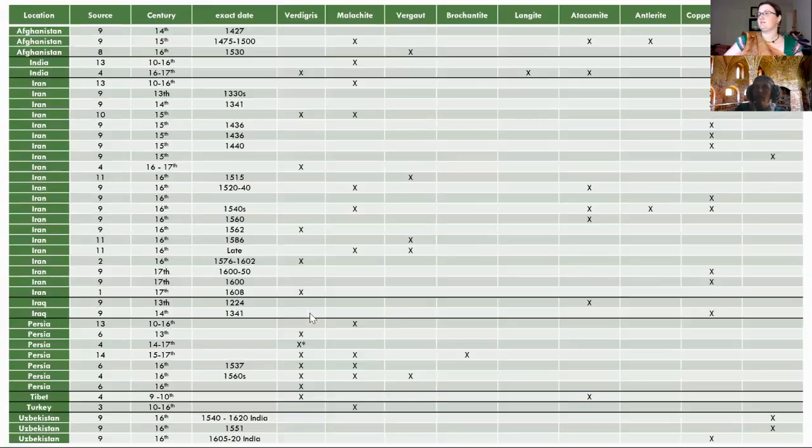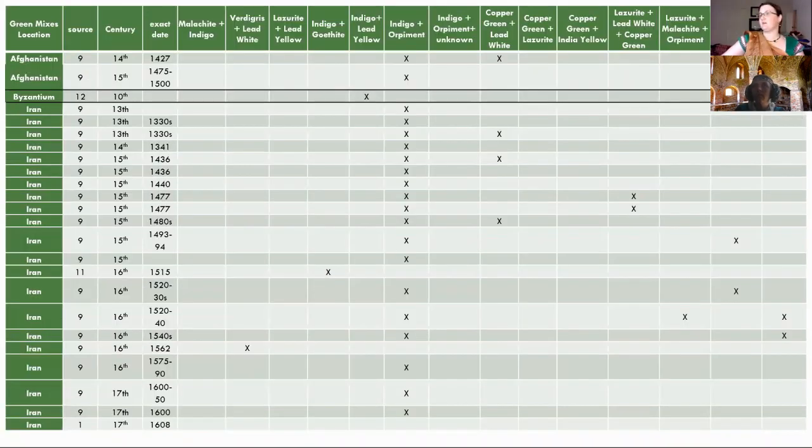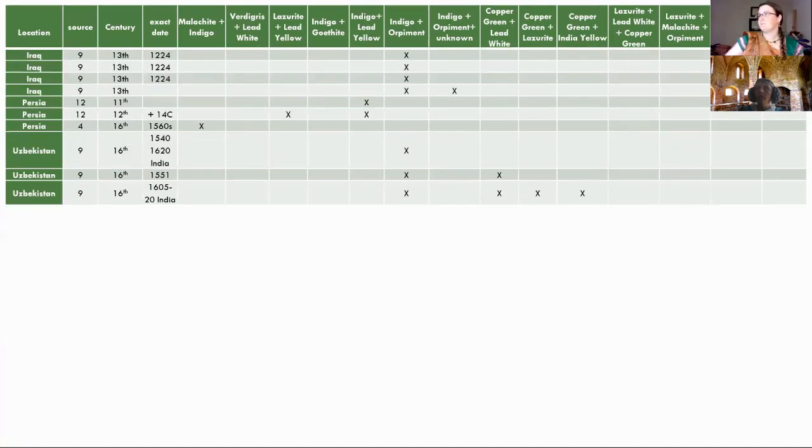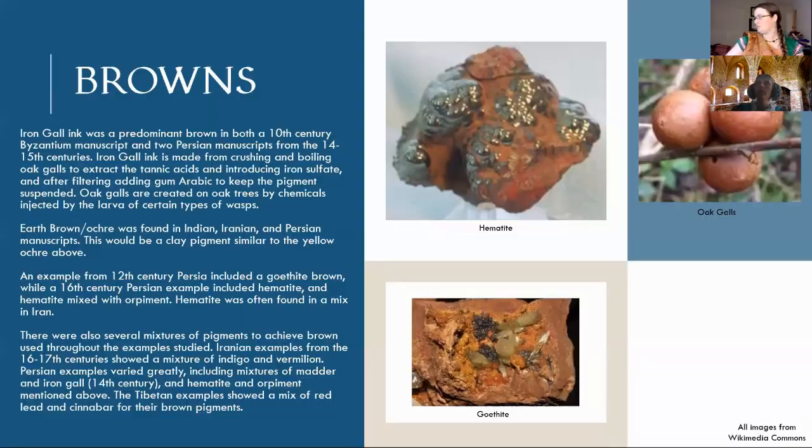Oh yeah, sorry, that's right. So green, your solid greens, and then all your green mixes. If you're mixing for a green, you're mixing indigo and orpiment, almost to the exclusion of everything else, but we had to let everybody else play along. And that's the last of the green mixes. I'm on time. Okay, so browns.